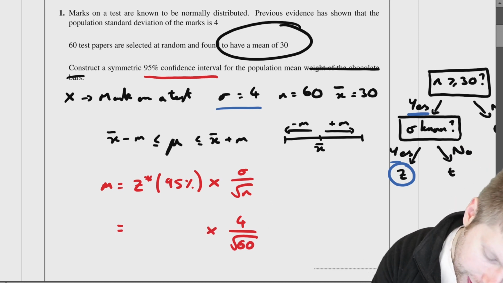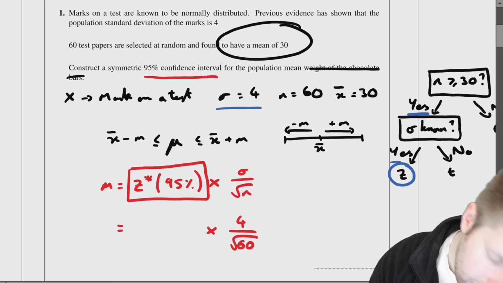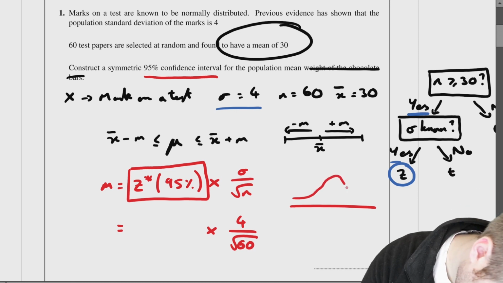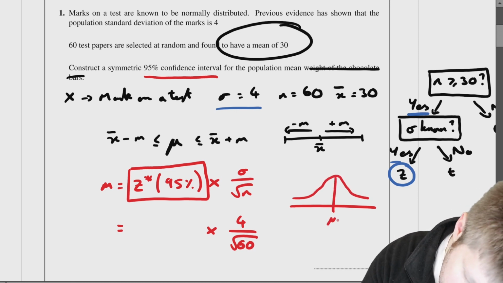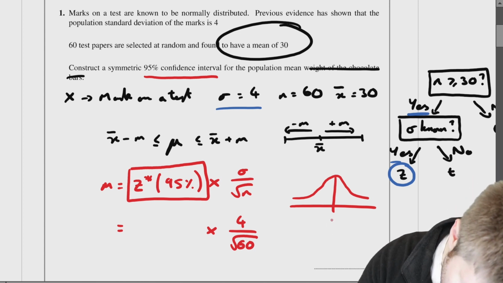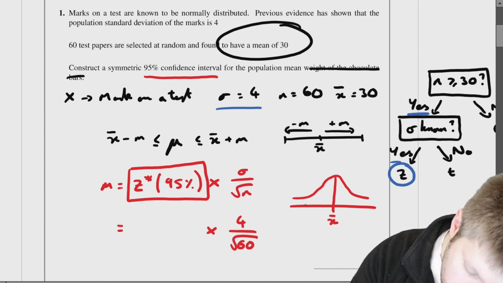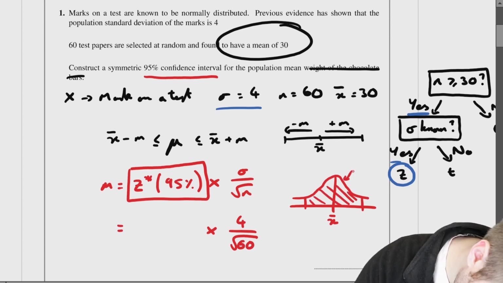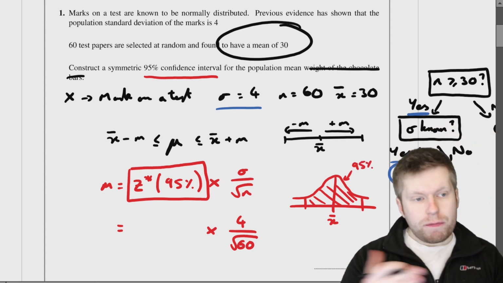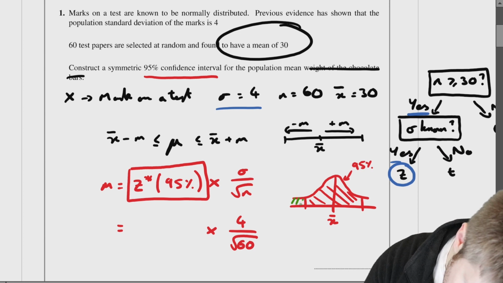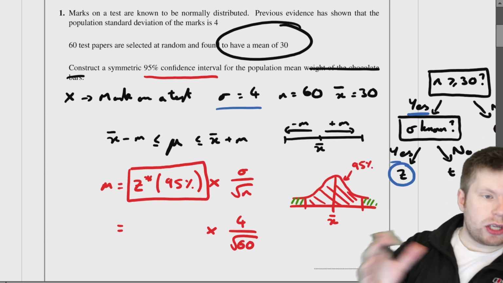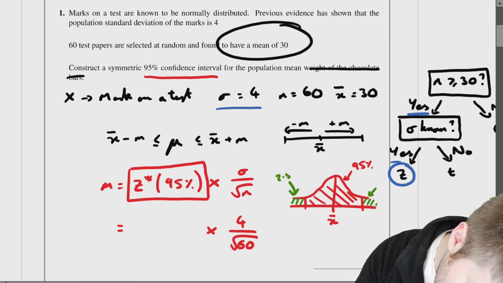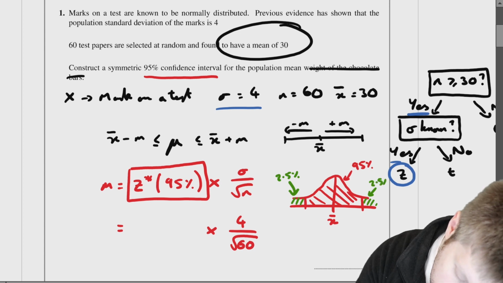Next, I need to calculate how many units of standard deviation each side of the mean will include 95% of my data. If I draw a very quick normal curve, I've got some population mean in the middle. In this case, I'm actually going to put my sample mean instead. Then I need to include 95% of my data, and it's got to be symmetric. So that region has got to be 95% in total, which means I've got 5% left over at each end. In other words, 5% of data is not included, and it's split over these two regions on the left and the right, which I've shaded in green. If I split that 5% equally, I get 2.5% down here, and 2.5% up here.